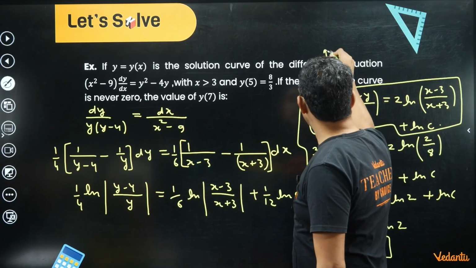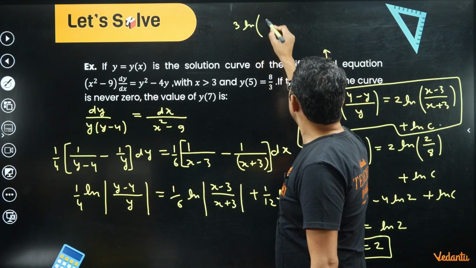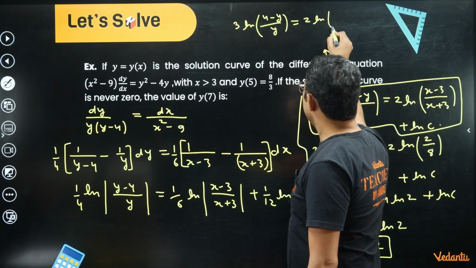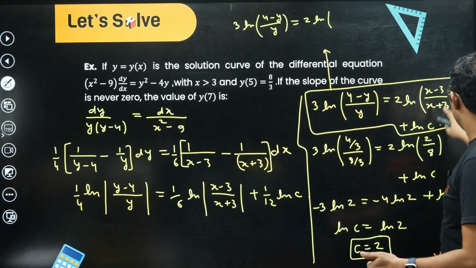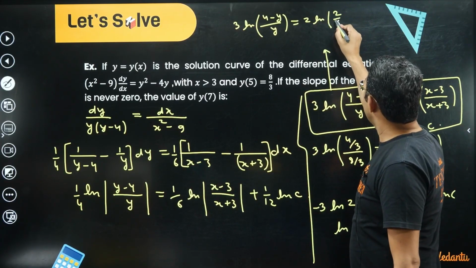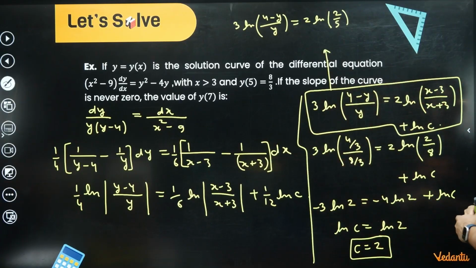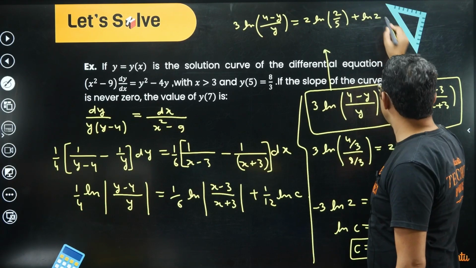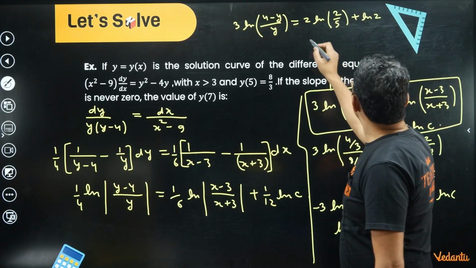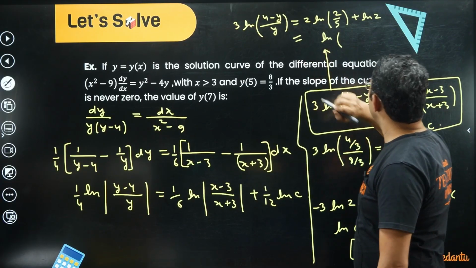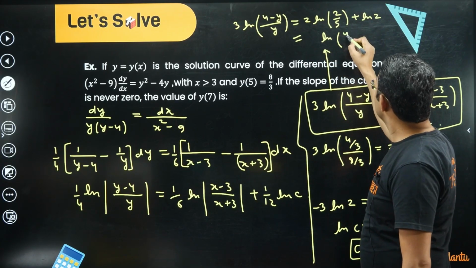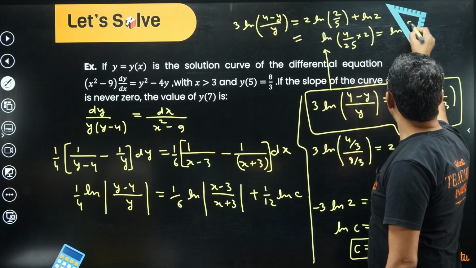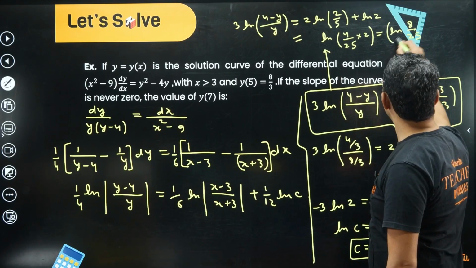So we will be getting from here 3 into ln of (4 minus y) upon y is equal to 2 into ln. The value of x is 7, so 7 minus 3 is 4, 4 upon 10, so 2 upon 5 I can write, plus ln 2, because the value of c is 2. Okay, so in a single ln it will be 2 into 2, 4 upon 25 into 2. So this is what we are getting. So ln of 8 upon 25.